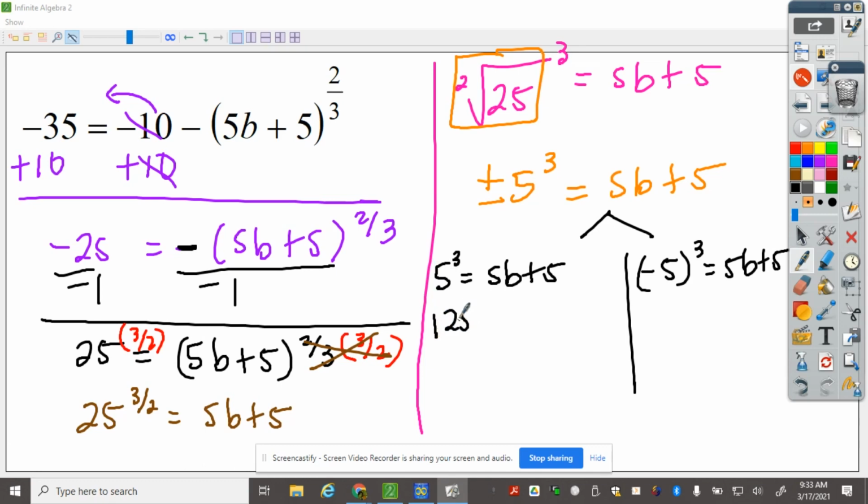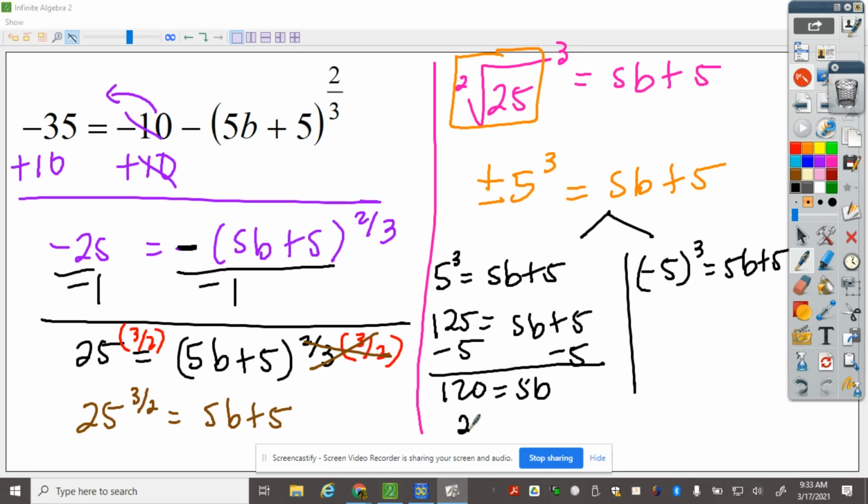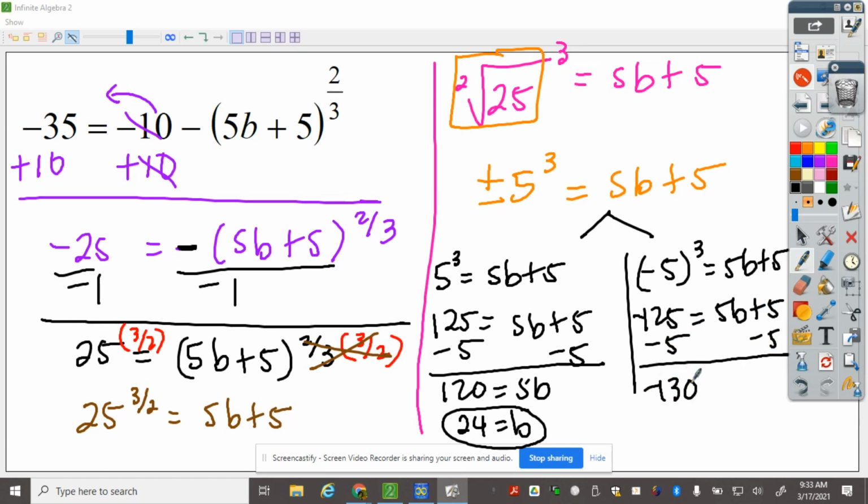5 to the third is 125. 5b plus 5, we're going to solve for b by subtracting 5 here. This will leave us 120 equals 5b. And 120 divided by 5 will give us 24. So 24 is equal to b here. Here it will be negative 125 is equal to 5b plus 5. Same thing, we can subtract 5 here. This will become negative 130 equals 5b, divided by 5, divided by 5. Negative 130 divided by 5 is negative 26.